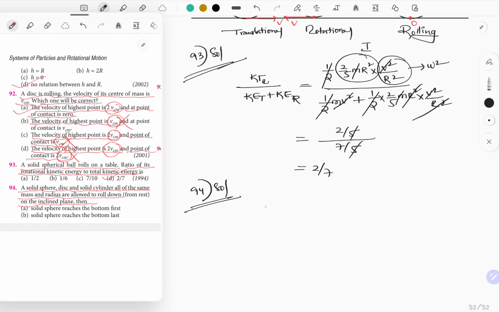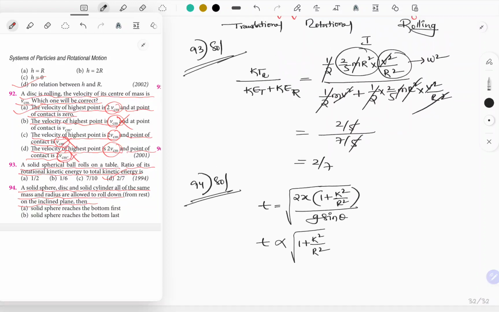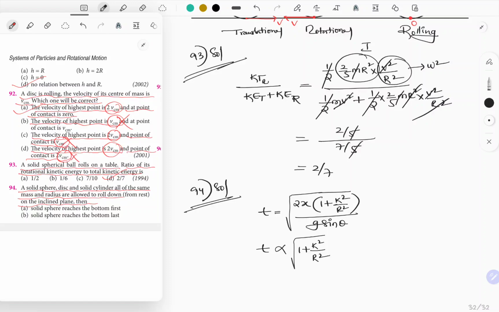We do know the time relation, that is t is equal to root of 2 into x into 1 plus k square by r square divided by g sin theta. That means t is directly proportional to root of 1 plus k square by r square. So whatever the object which is having small k square by r square ratio, that's the object which is having minimum time to reach bottom. Okay, let's start with each and every object. K square by r square for solid sphere.